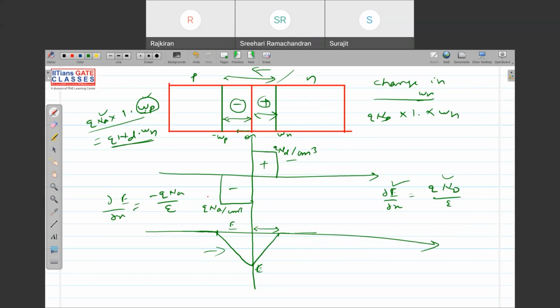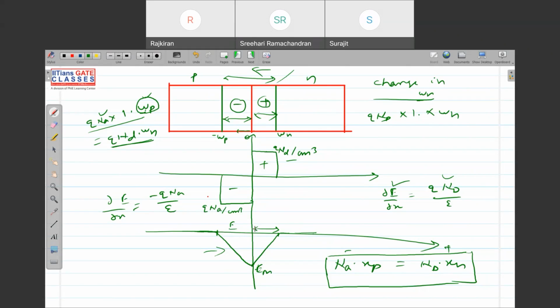Now I am claiming Na into Xp equal to Nd into Xn. Total negative charge in the depletion region equals total positive charge in the depletion region. Total negative charge here equals total positive charge in the N side. And this point is my E maximum.